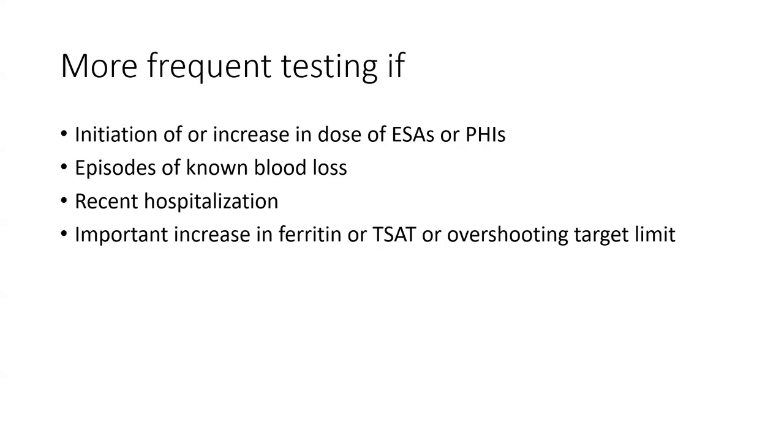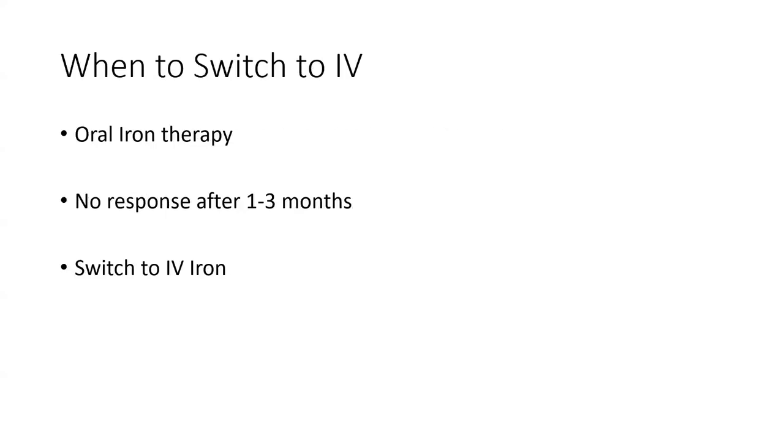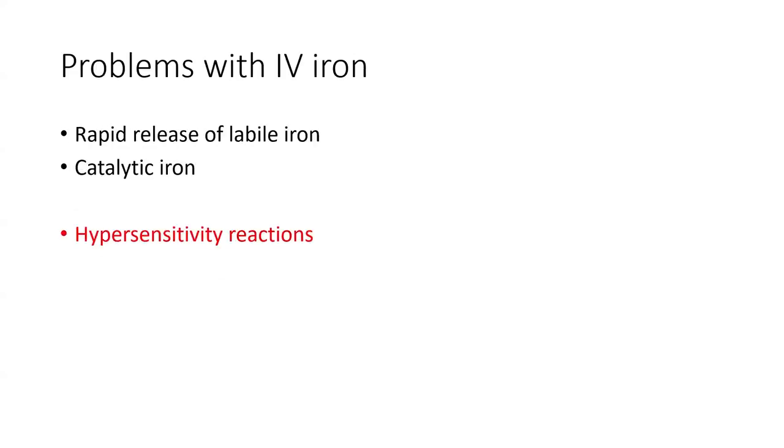And KDIGO says that more frequent testing is required in a certain set of patients: when there is initiation or an increase in iron dose, when there are episodes of known blood loss, after recent hospitalization, or when the recent serum ferritin and transferrin saturation levels were very high. And KDIGO says that when you don't see a response in 1 to 3 months of giving oral iron, then you are justified in switching over to IV iron.